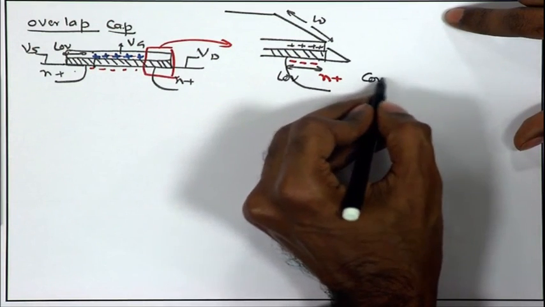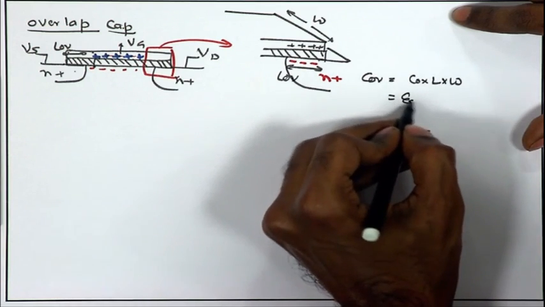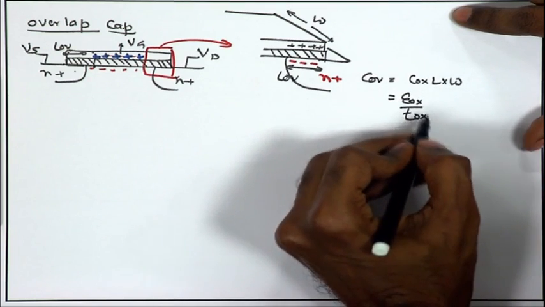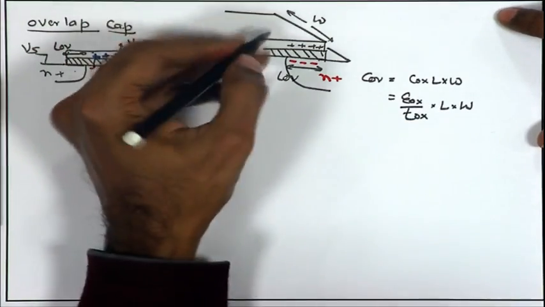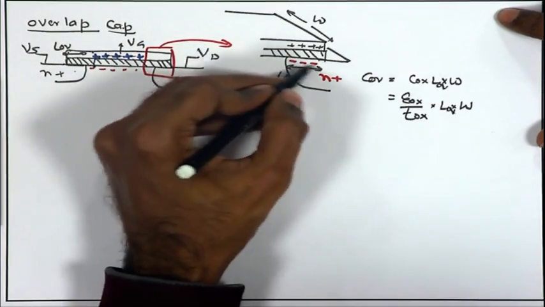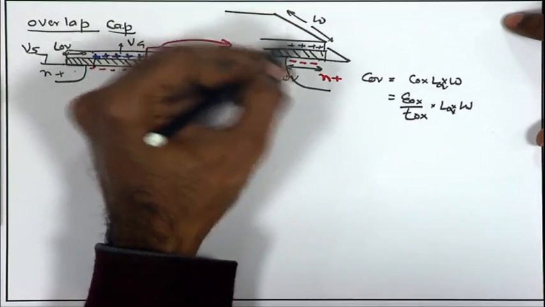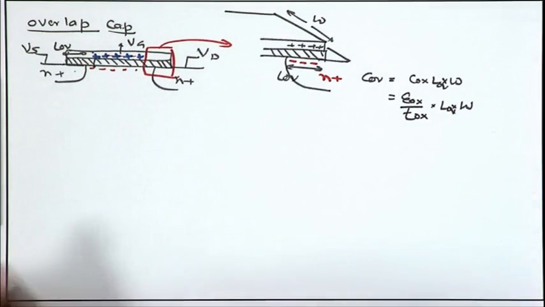So, C overlap can be just written as COX times L times W, that is epsilon OX upon TOX times L times W, because that is L overlap, sorry. So, L overlap is the overlap length, multiplied by W gives you the area of this effective capacitance coming between gate and source and gate and drain. They are always present.